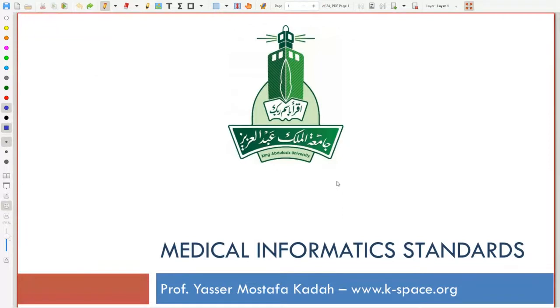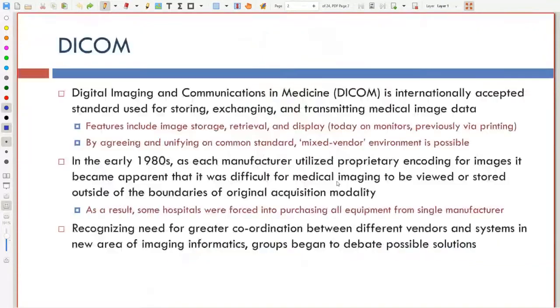So now we're going to talk about medical informatics standards. We're going to talk about only 2 standards, because you have a lot of standards, and it would take a whole course, more than a whole course actually, to study medical informatics standards. We're going to touch on very few things about each standard, but we need to get the idea about what these standards do. Okay. So let's be more specific.